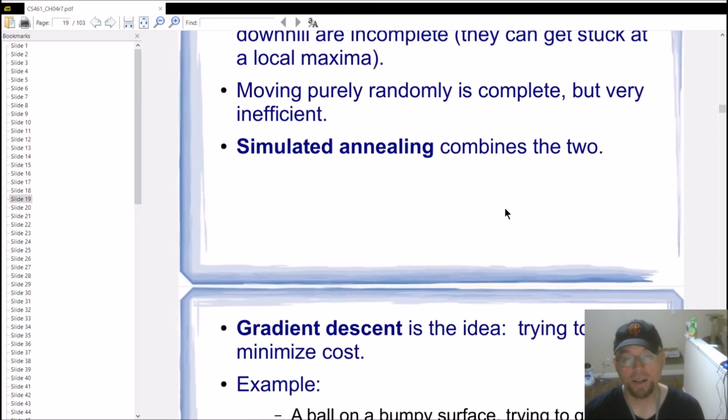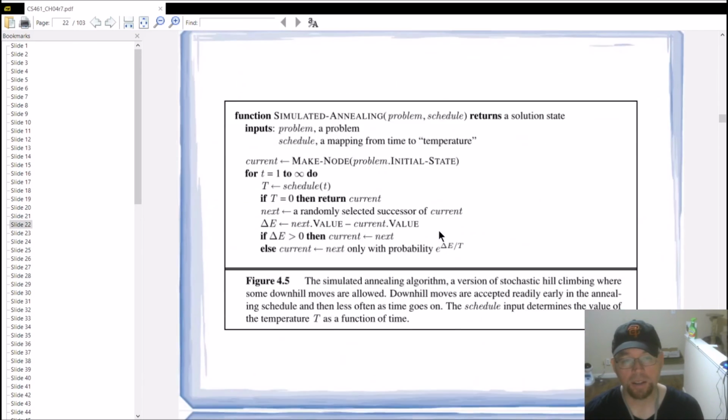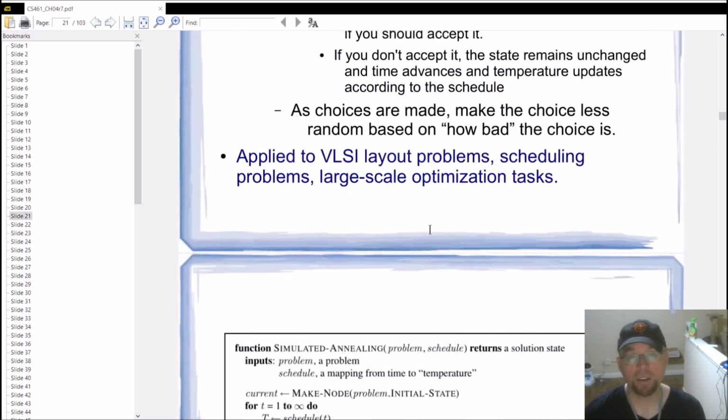All right. So simulated annealing. Let's talk about this, and then I'll get us up to genetic algorithms, and I'll put a cut in here.